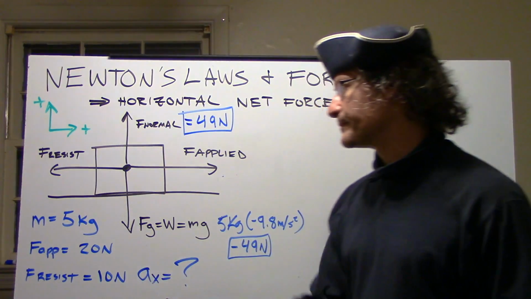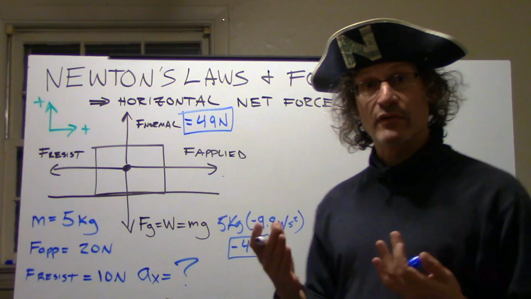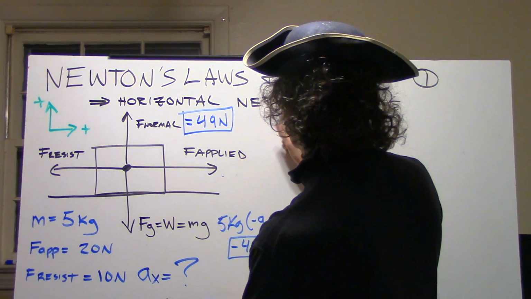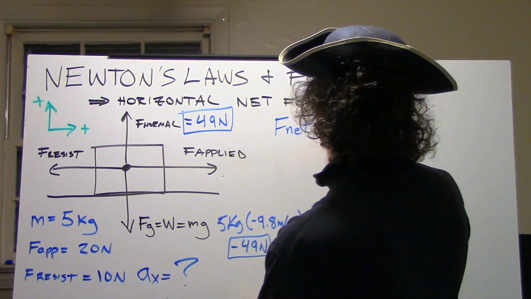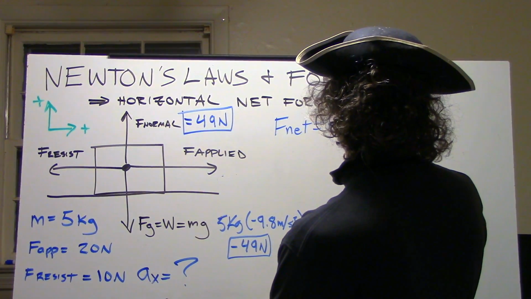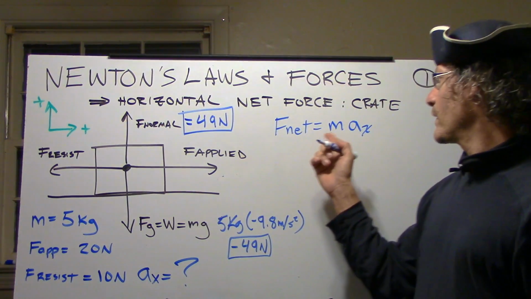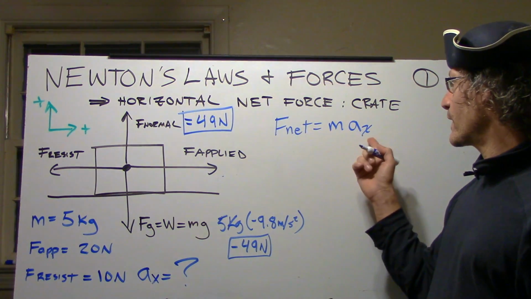And now we'll look at the horizontal piece. And for that, I'm going to use Newton's second law equation that says F net, force net, is equal to mass times acceleration, in this case in the x direction. So we're going to go with m times ax, a sub x. So force net is m times ax.